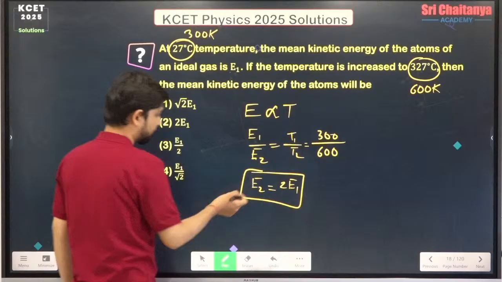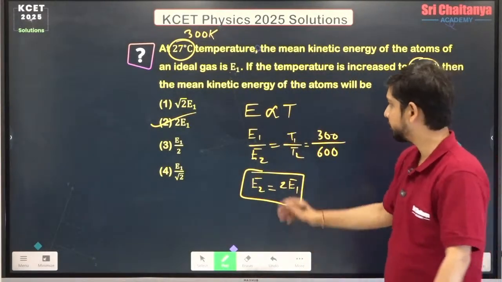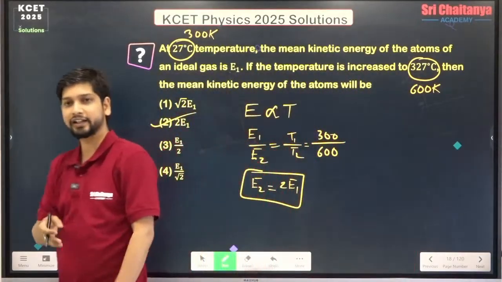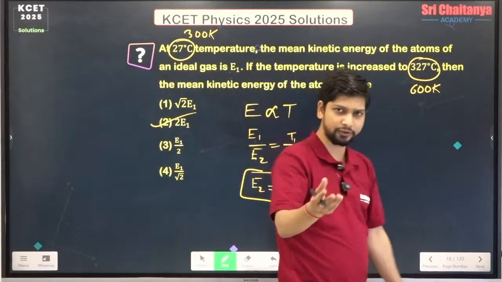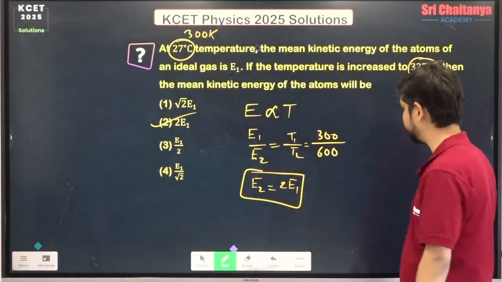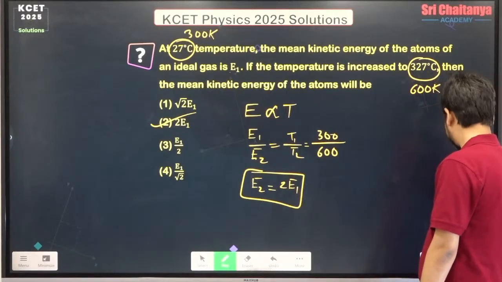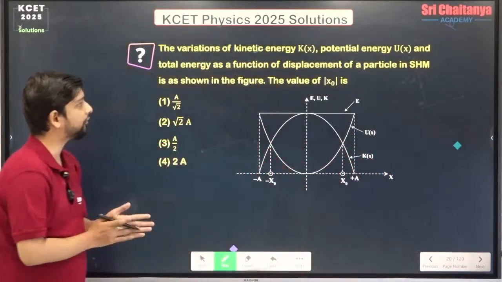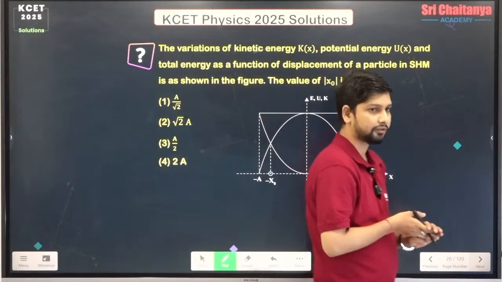So it is a very simple, single step, conceptual question that you can solve by using this concept that E, the internal energy of the ideal gas, should be directly proportional to temperature according to kinetic theory of gases. This is the result we know and we use in many situations. Now we are going to move to the next question. Okay, so here the variation of kinetic energy K of x, potential energy U of x, and total energy is given as a function of x.